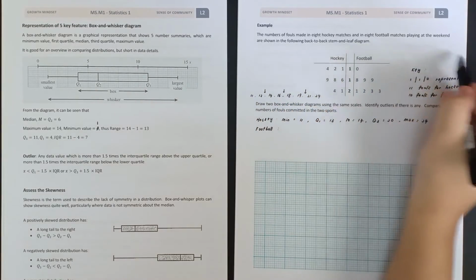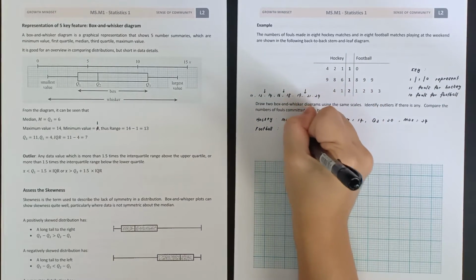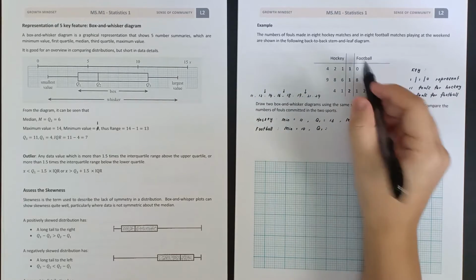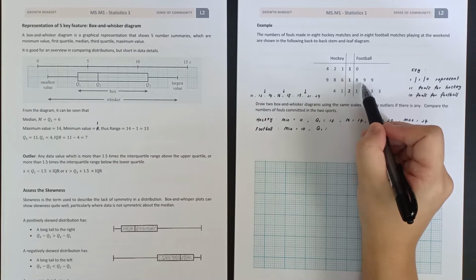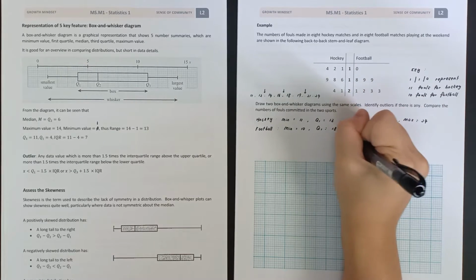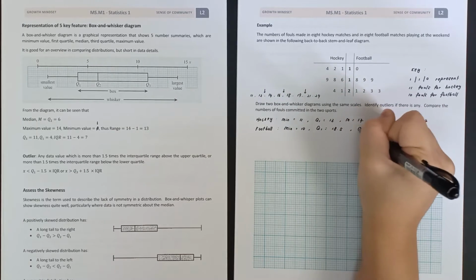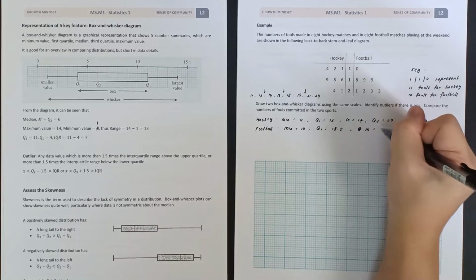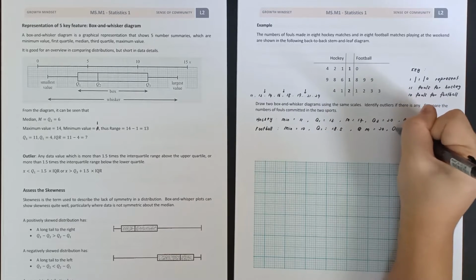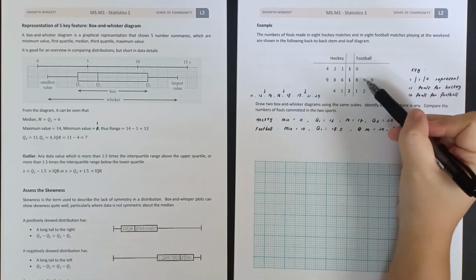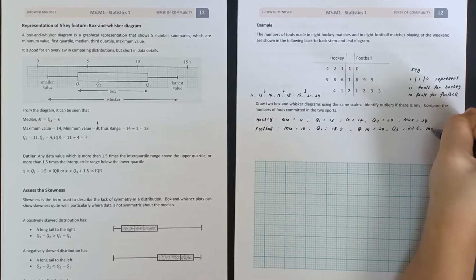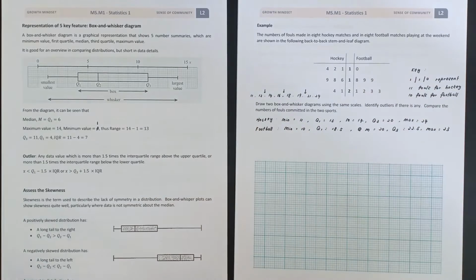So if you need, you can write everything out also. Your minimum value is 10, and then our Q1 is actually 18 plus 19 divided by 2, which gives you 18.5, and then your median is going to be between 19 and 21, which gives you 20. Q3 is between 22 and 23, so it's 22.5, and your maximum here is 23. I hope you have no problem with that.